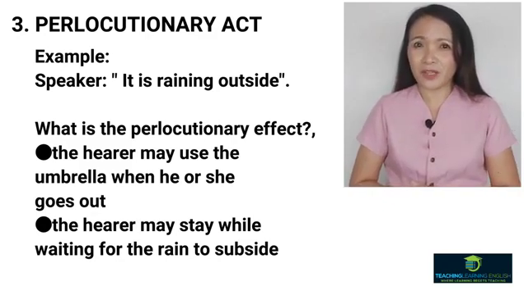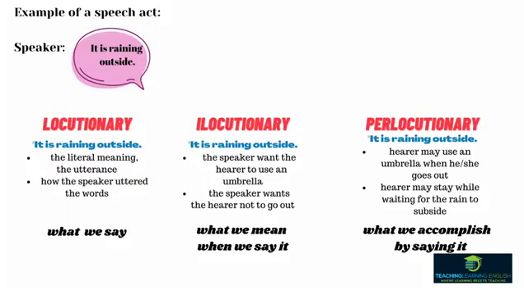Let's summarize the example. "It is raining outside." These are the types of speech act. Locutionary, "It is raining outside." The literal meaning, the utterance, it is clearly uttered. Illocutionary, the speaker wants the hearer to use an umbrella, or the speaker wants the hearer not to go out. Perlocutionary, the hearer may use an umbrella when he or she goes out, or the hearer may stay while waiting for the rain to subside. Take note of the illocutionary and perlocutionary. The illocutionary part is the speaker's wish for the hearer to do. The perlocutionary is the hearer's part to do.